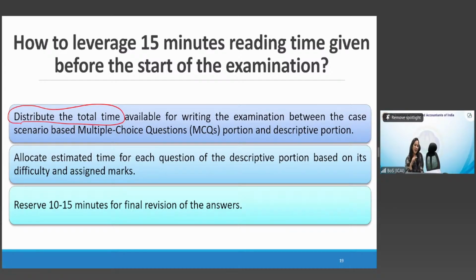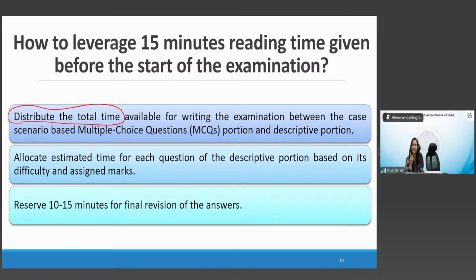See, as ma'am has already discussed with you, in division A, that is case scenario based multiple choice questions, all the questions will be application based questions. There is no direct theory question, no direct comprehension and knowledge based question will be tested from you, be it customs or be it GST. All the questions will be application based only. So you have to distribute the total time.